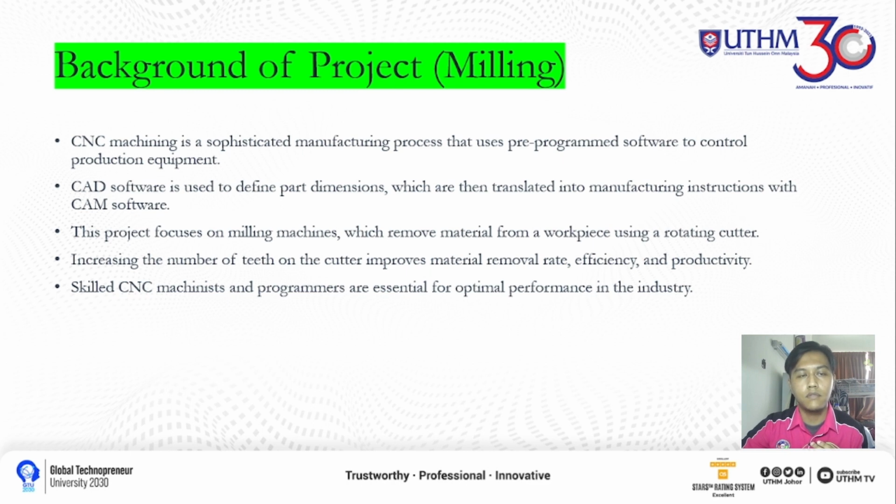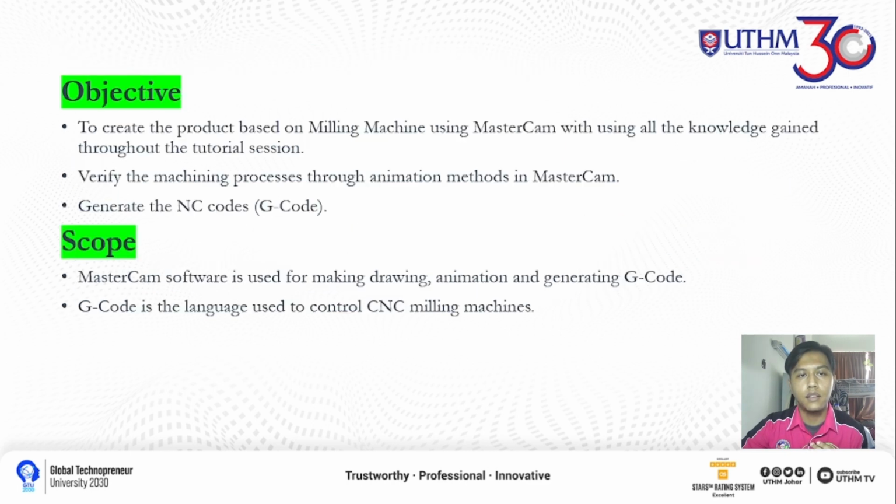The objective of this milling machine project is to create a product based on the milling machine using MasterCam, using all the knowledge gained throughout the tutorial sessions. To verify the machining process, use the animation method in MasterCam and generate the NC code, which is G code.